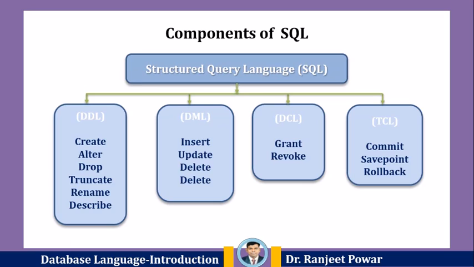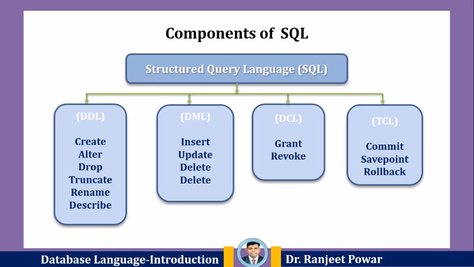The third category of SQL is data control language, that is DCL. DCL is used for granting and revoking user access on database. To grant the access to users, we use a grant command, and to revoke the access from the user, we use revoke command. The last category is transaction control language, that is TCL.